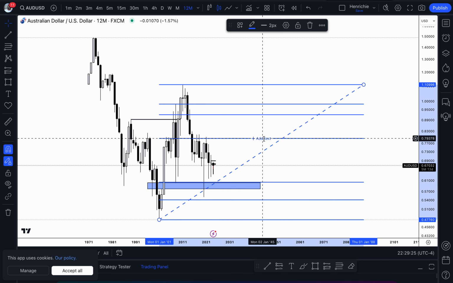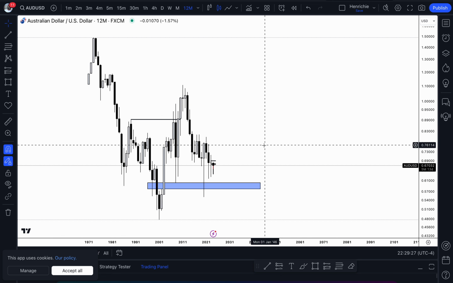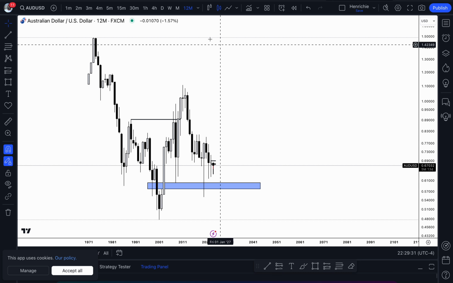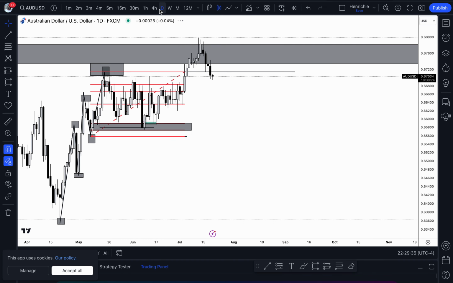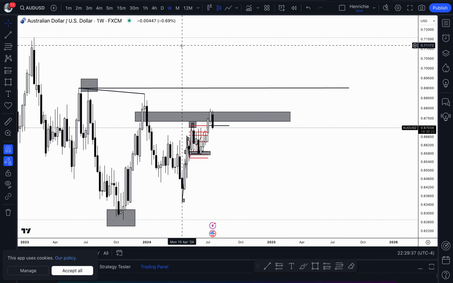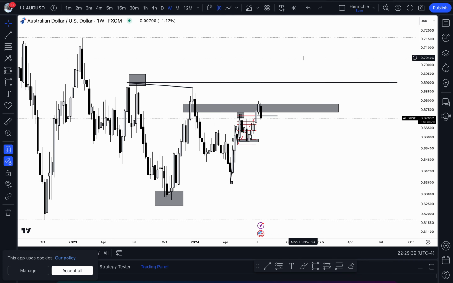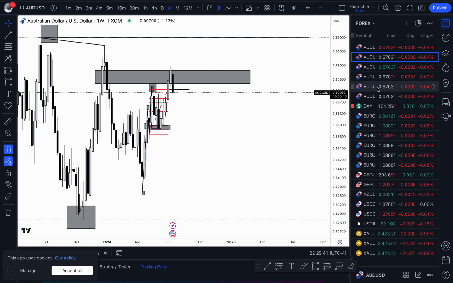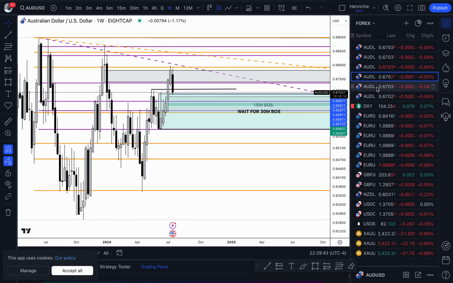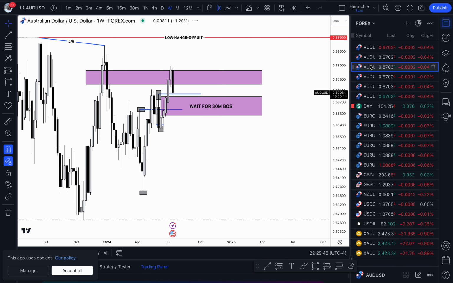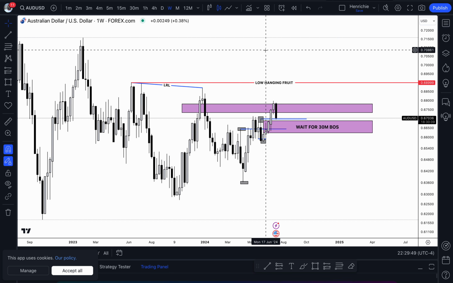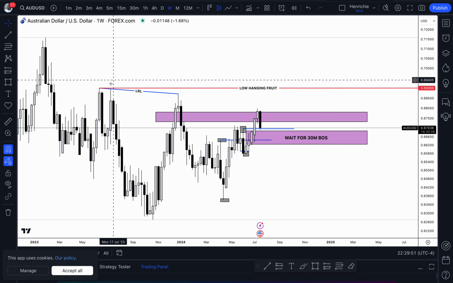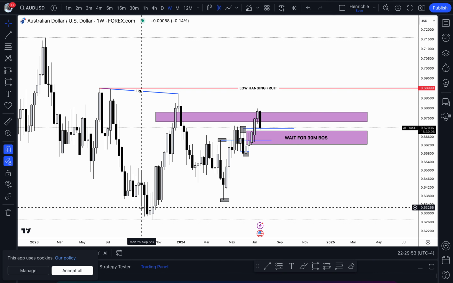Now, the moment I derive my 12-month bias being bullish, all I'll do is go to the lower time frames and I'm looking for reasons to buy. I'm not interested in trying to sell this for any reason. I'm only interested in looking for a potential buy to continue higher. Does that make sense?